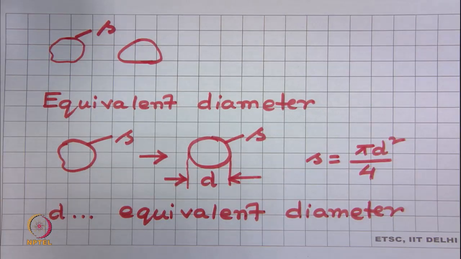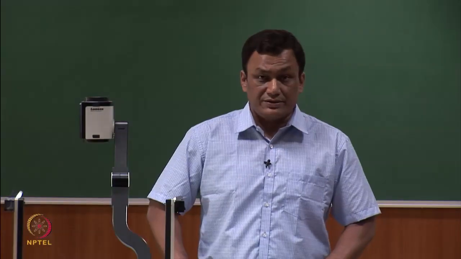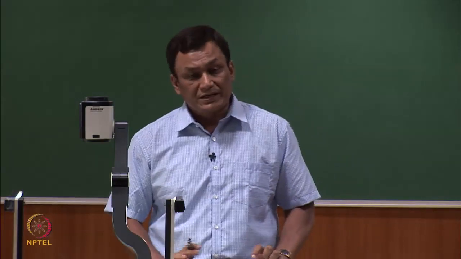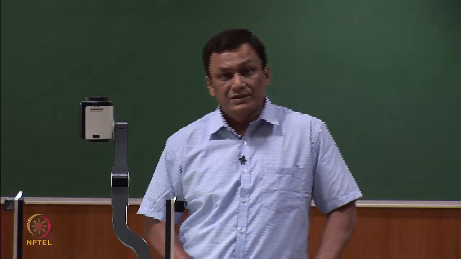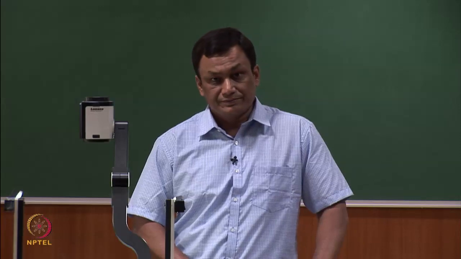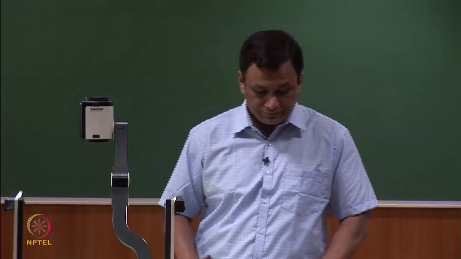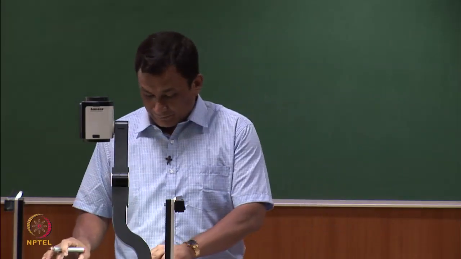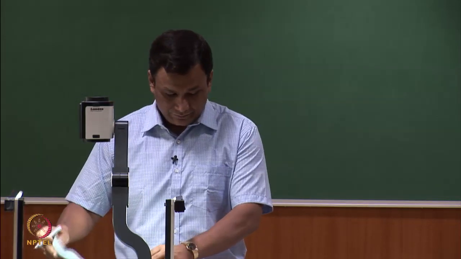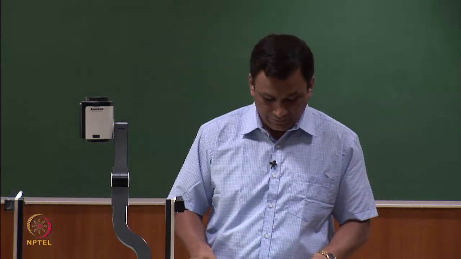That means, if a fiber cross section is circular, we use the term diameter, and if a fiber has a non-circular cross section, then we use the term equivalent diameter. And this is the way we practically determine equivalent diameter.